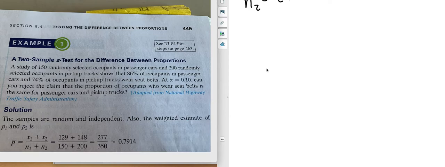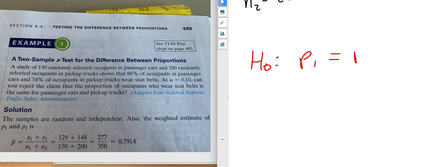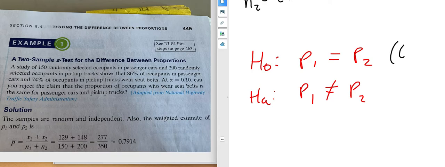All right, so HO, it's pretty simple. 2 prop z-test, so HO is P1 equal to P2. HA is P1 not equal to P2. And according to this little passage, here's our claim. Okay, so this is our claim. Can we claim that this is true? Or do we have enough evidence to not support, but fail to reject?